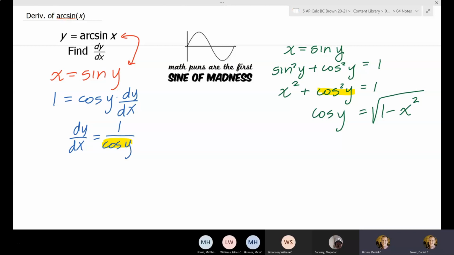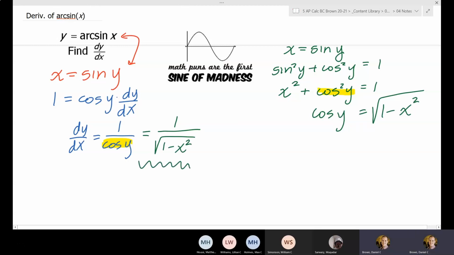But basically, the cosine of y is equal to the square root of 1 minus x squared, which does kind of remind you of a lot of stuff that we did in pre-calc, converting inverse trig expressions to algebraic expressions, and also some trig identities. So the nicer way to write the derivative of the arc sine of x, instead of saying 1 over cosine, I can say 1 over the square root of 1 minus x squared.